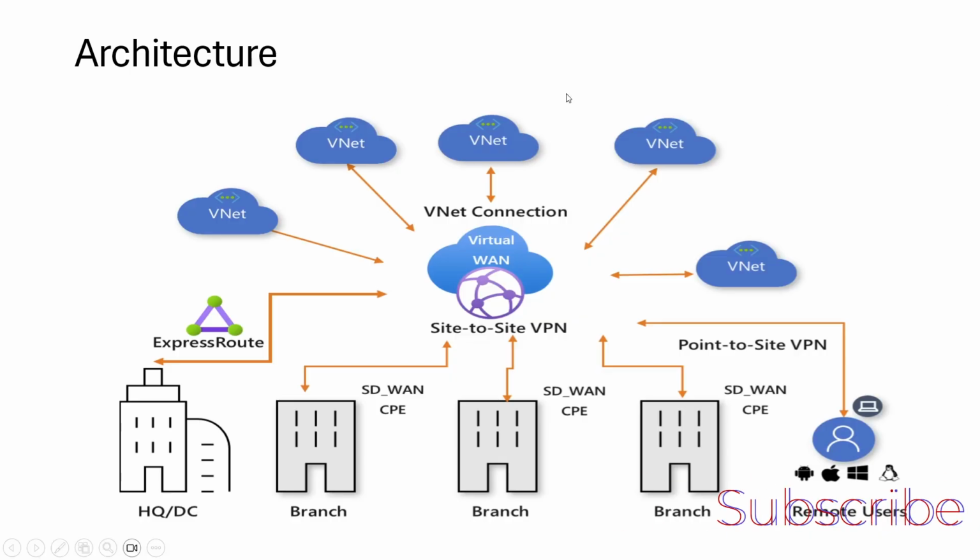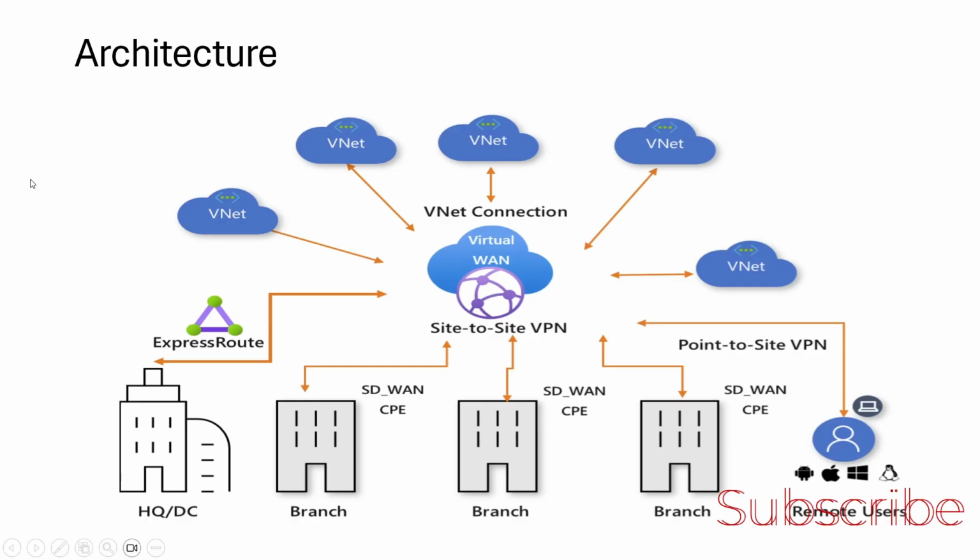At the top of the diagram, you see multiple Azure virtual networks. This represents application networks or workloads running in Azure. When these VNets connect to the virtual hub, Azure automatically allows them to connect with other connected networks. We do not need to manually configure peering or route tables like we did in hub and spoke.